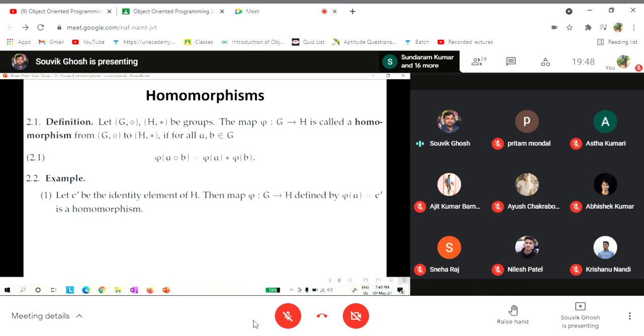So this was the proof of this, which is called the trivial homomorphism. And we have one more homomorphism with us, that is the map.